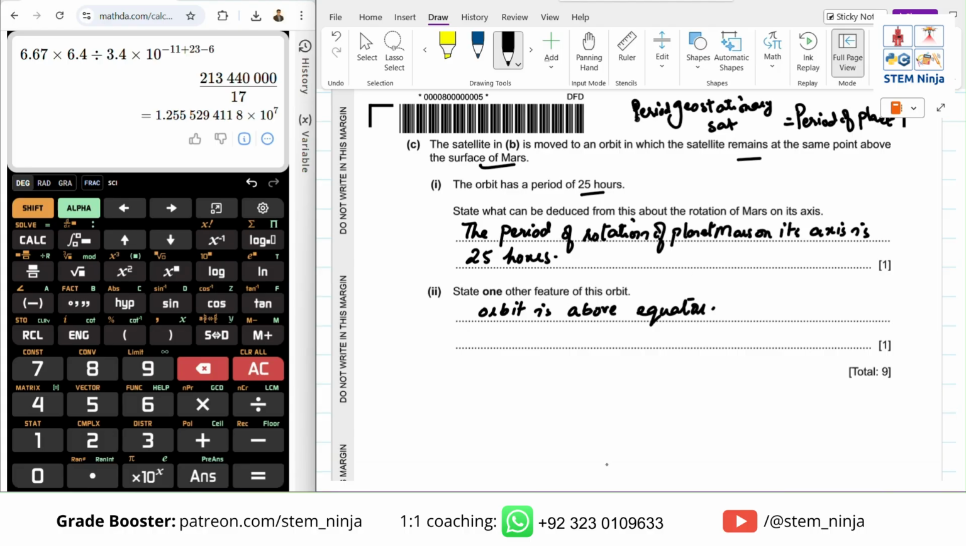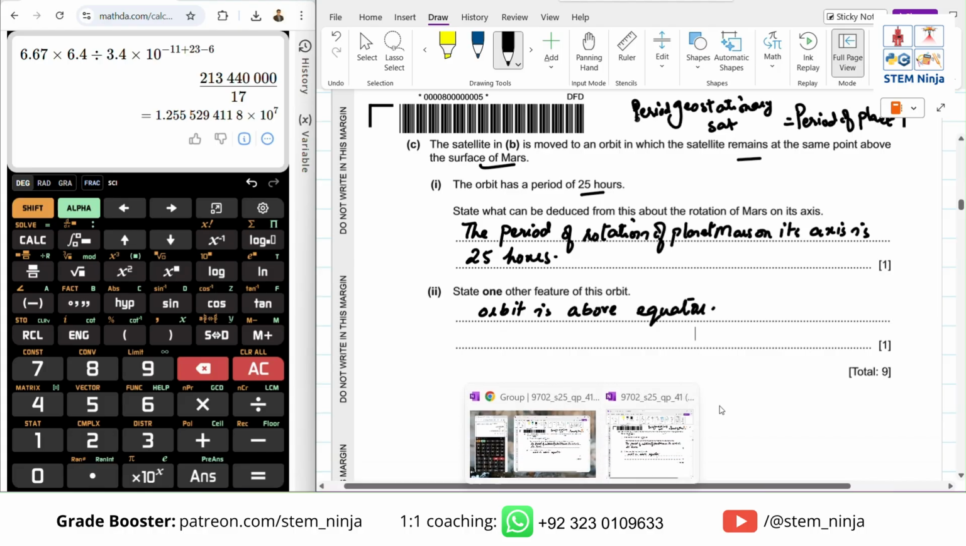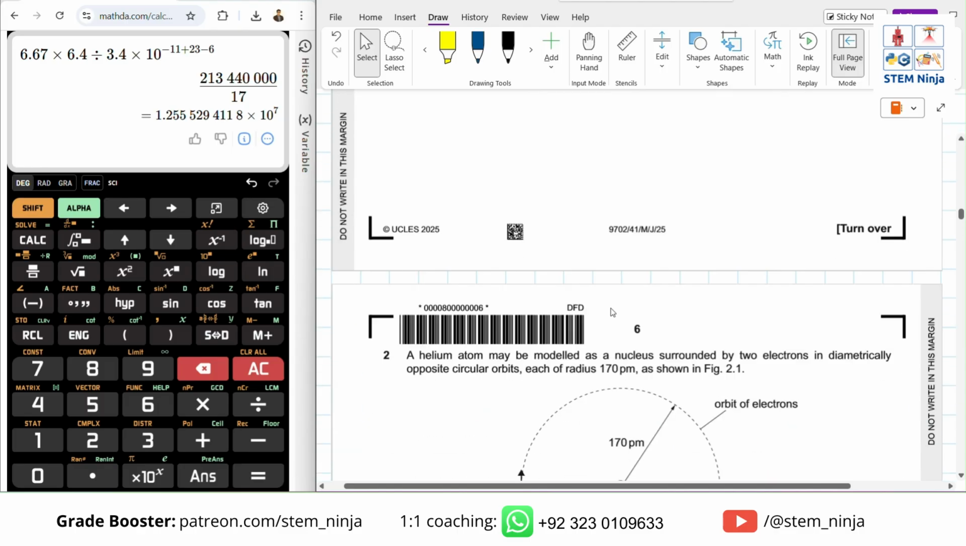Okay, so state one feature. Any one of those. You could also say direction of rotation or direction of orbit. So the direction of rotation is the same as the direction of rotation of the planet. That's it. All right, moving on.